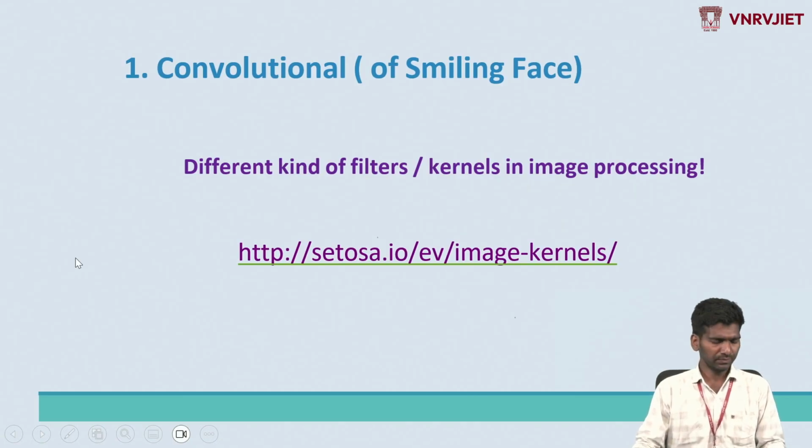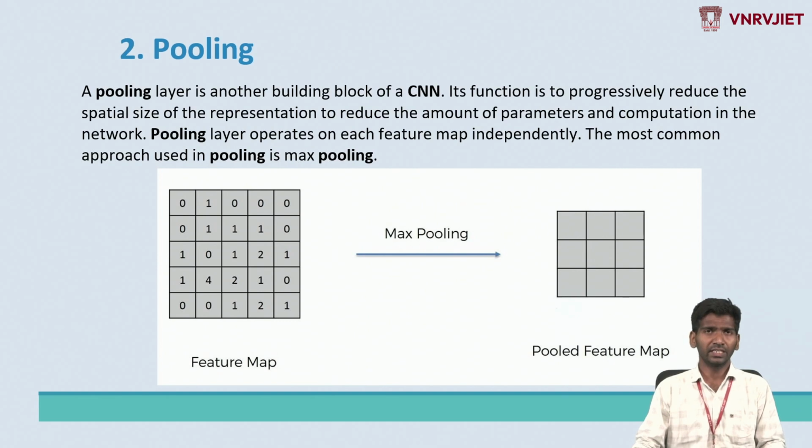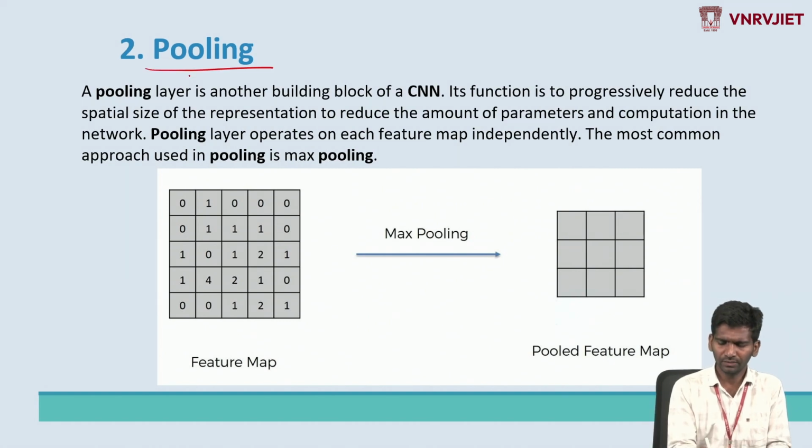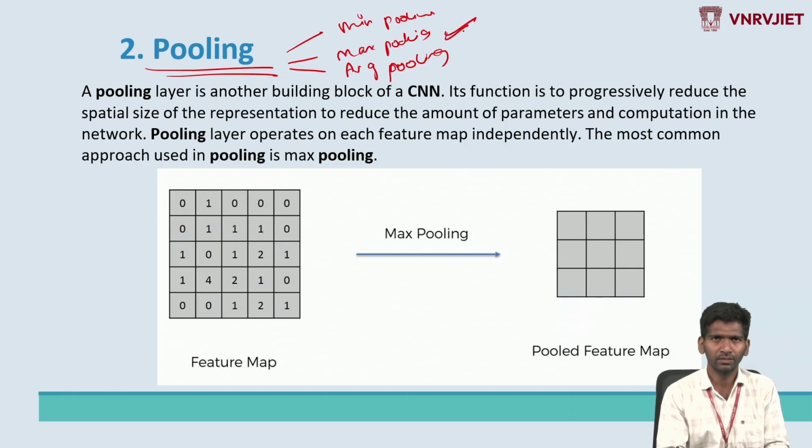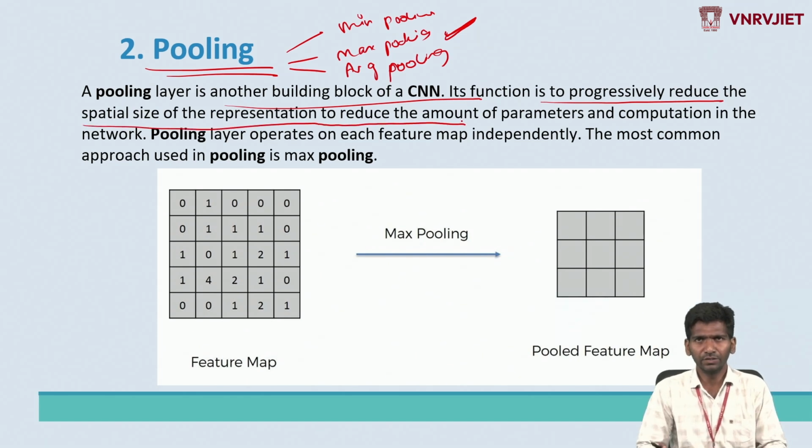We have finished the first step, right? Now let us go to the second step. The second step is pooling. What is pooling? We have min pooling, max pooling, and average pooling. Out of all these pooling techniques, max pooling is mostly used by most industry applications. Pooling is another building block of CNN. Its function is to progressively reduce the size of the representation. It will reduce the size.